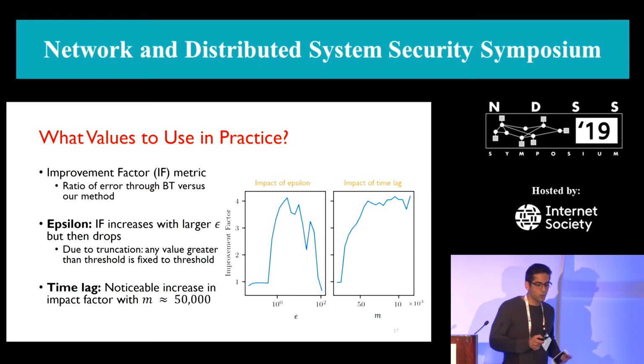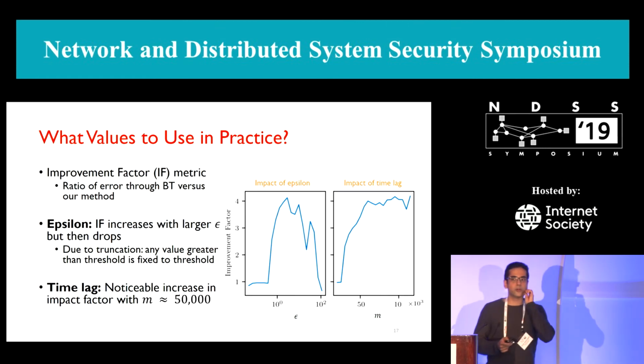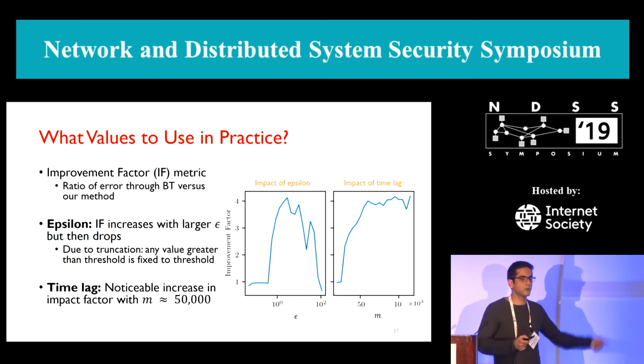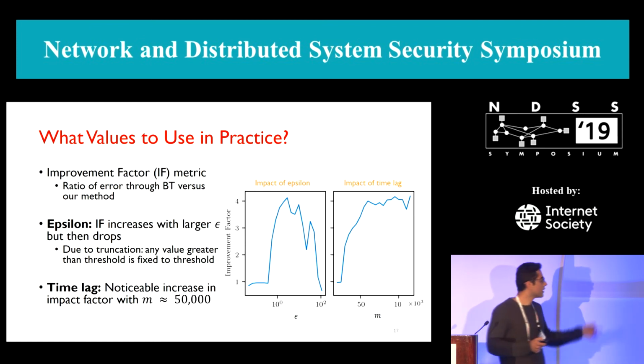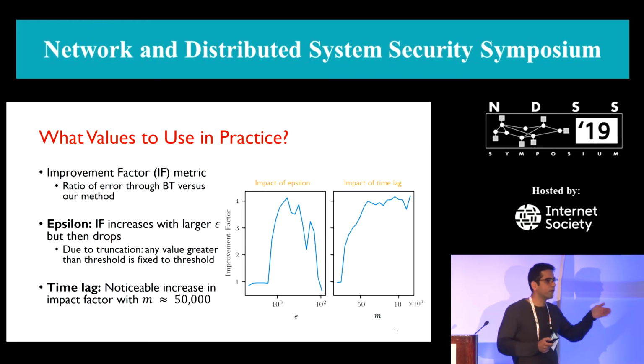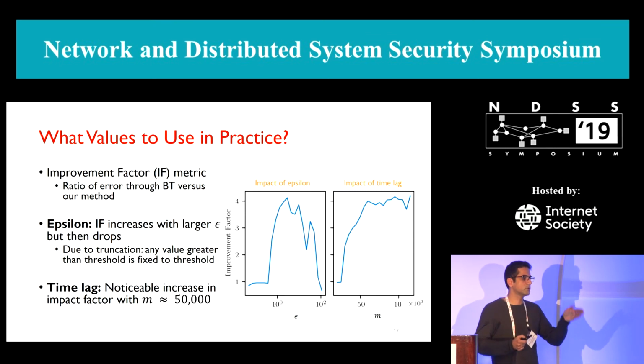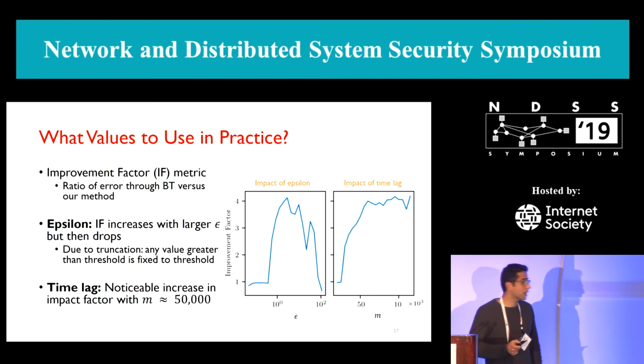So the question is, what values should we use in practice? For that, we have a metric called improvement factor, which is simply the ratio between the error from the binary tree algorithm that I mentioned before versus our method. For epsilon, the privacy budget, as we increase it, we get an increase in improvement factor, but then it drops down. That's because any value above the threshold, we are truncating to the threshold. And as epsilon gets larger, the threshold becomes tighter, and therefore that quantity comes into the error calculation.